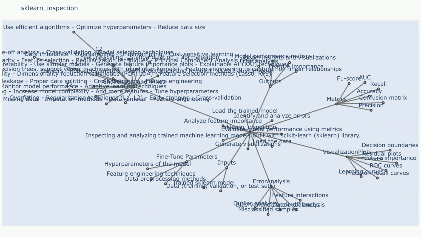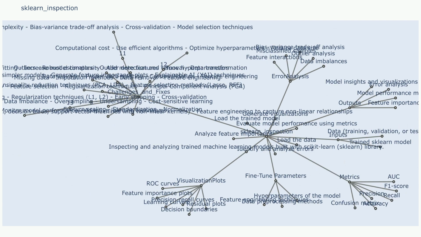Mean squared error: MSE measures the average squared difference between predicted and actual values for regression tasks. Visualization plots. Confusion matrix: a matrix that summarizes the performance of a classification model by showing the counts of true positive, true negative, false positive, and false negative predictions.